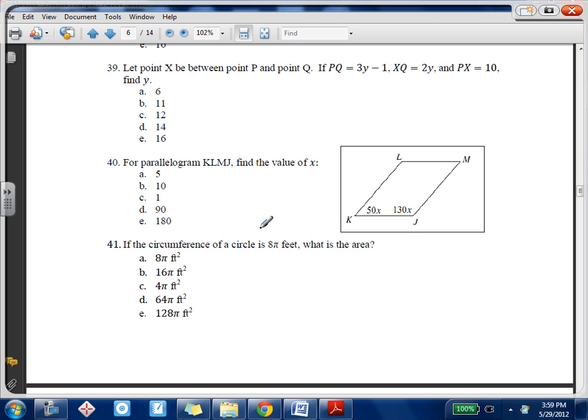Number 40, for a parallelogram. It's very important. Find the value of x. Well, for a parallelogram, we know that the angles that are consecutive are also supplementary. And supplementary means that they add up to 180 degrees.